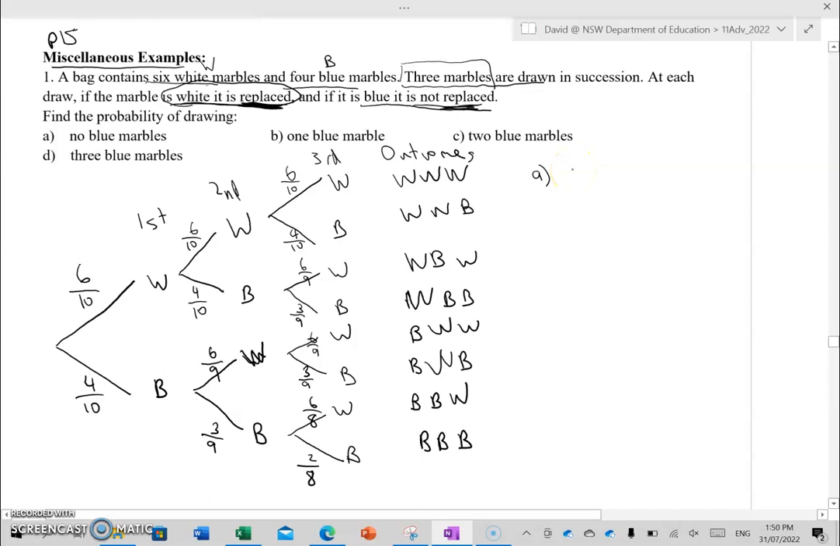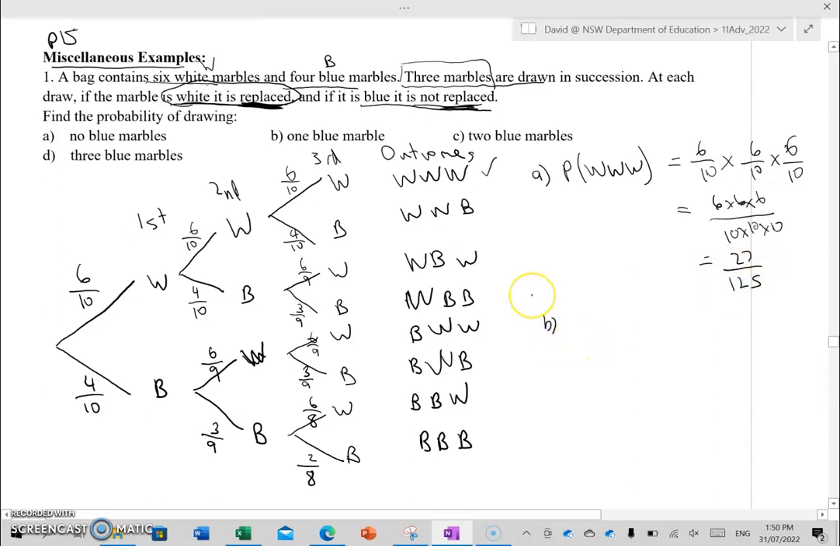So the first one says no blues. So no blues infers that they've all got to be white. White, white, white. So following the tree diagram, it's going to be 6 out of 10 times 6 out of 10 times 6 out of 10. It's just that option there. Okay. By the way, when you do this in your calculator, you just use one fraction bar and just put all the numbers like that. Okay, or you can just do 6 out of 10 cubed for that particular one. So I got 27 out of 125. B, 1 blue.